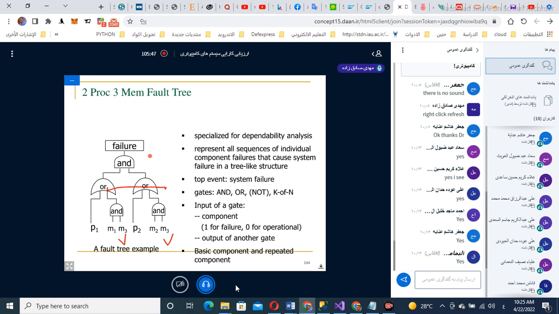Specialized for dependability analysis, a fault tree represents all sequences of individual component failures that cause system failure with a tree-like structure. The top event is system failure, with gates AND, OR, NOT, and k of N. The input of a gate is a component, 1 for failure and 0 for operational, or the output of another gate, with components and repeated components.